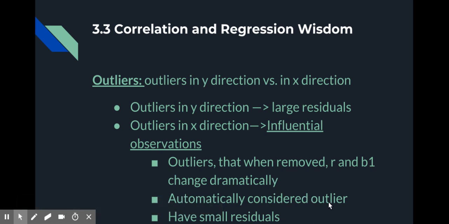And then to check for influential observation, you must run the linear regression twice, once with the point and once without the point. And the point meaning the outlier that you suspect to be influential. And then you compare the two different r and slope b sub 1 values you get, and if there's a significant difference in the two lines, then the point is considered an influential observation.